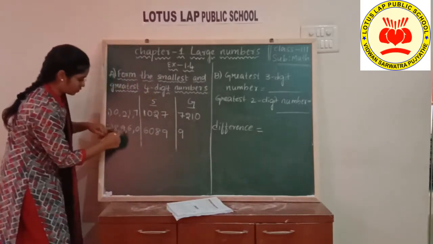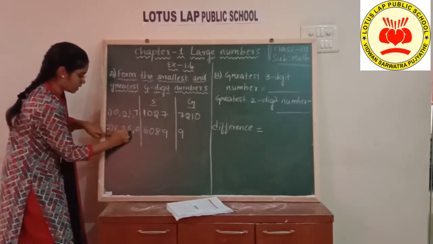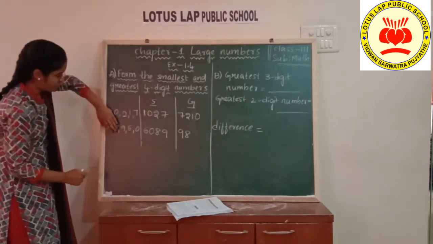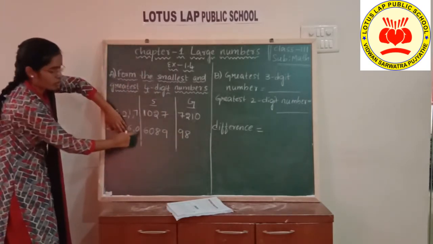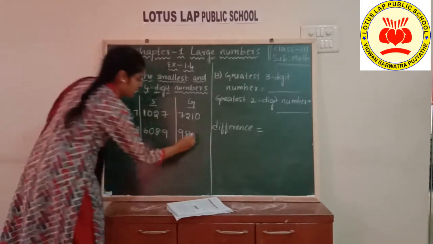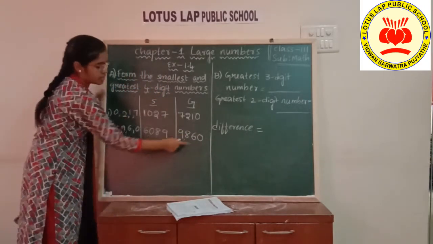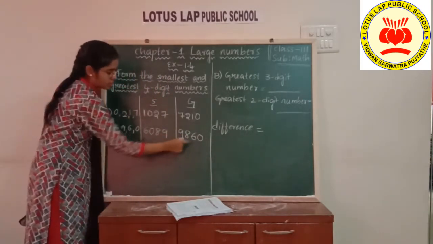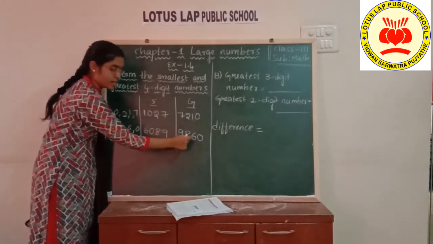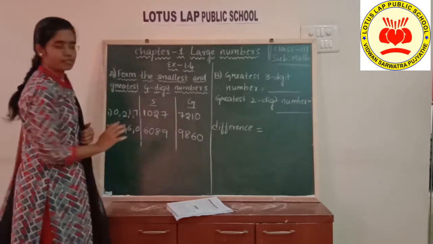Then after 9, 860 are left. Among these, 8 is the greatest one. So next after 9 we need to take 8, and 8 and 9 are completed. Now 6 and 0 are here. What is the greatest one among 6 and 0? Yes, 6. And finally 0. Okay, the greatest 4-digit number formed is 9860. 9860 is our greatest 4-digit number.